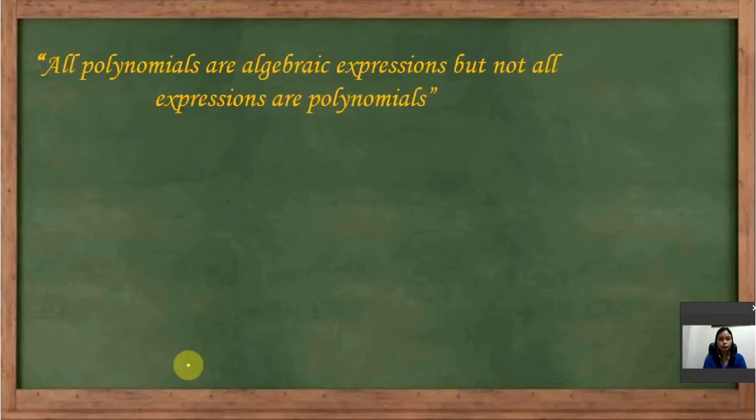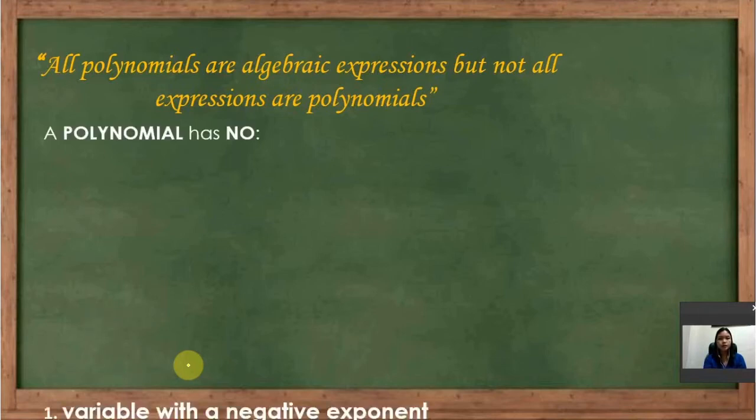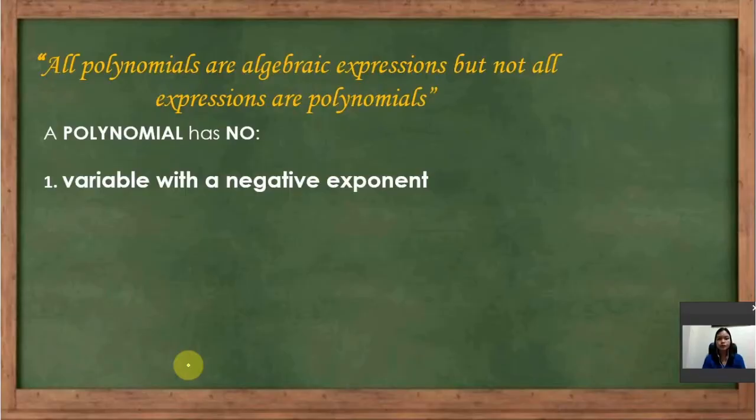And we can conclude that all polynomials are algebraic expressions, but not all expressions are polynomials, because we have some restrictions for polynomials. A polynomial has no variable with a negative exponent. That is why in the activity, if we have 2x raised to negative 1, this is a non-polynomial since we have a negative exponent.